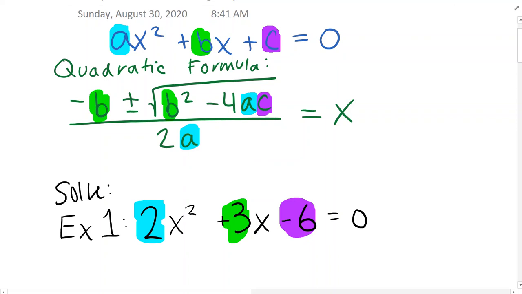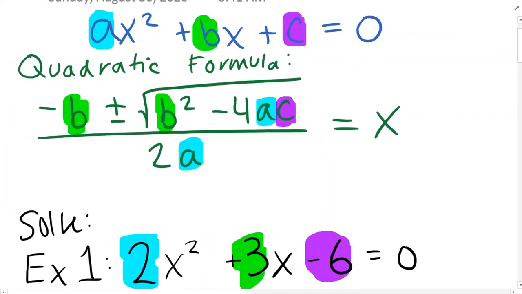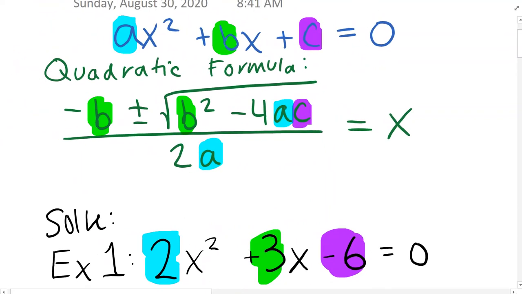Up here I have a generic quadratic equation in the form ax squared plus bx plus c is equal to 0. And that's going to give us the values for our quadratic formula: negative b plus or minus the square root of b squared minus 4ac all over 2a. That b, that a, and that c correspond with the coefficient in front of my x squared, the coefficient in front of my x, and then my constant number. I'm going to practice plugging these into the quadratic formula and then simplifying as much as I can to get to an answer.